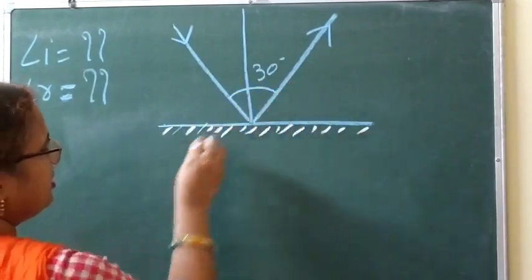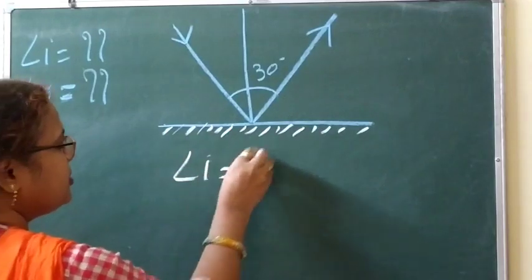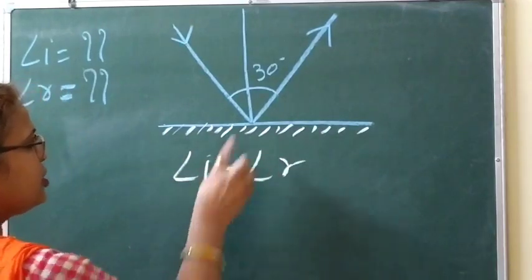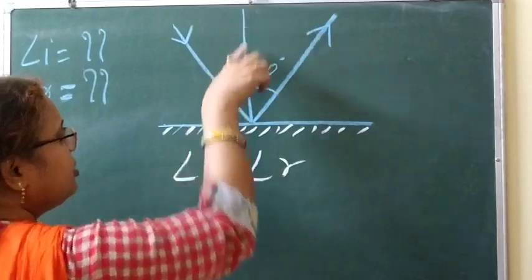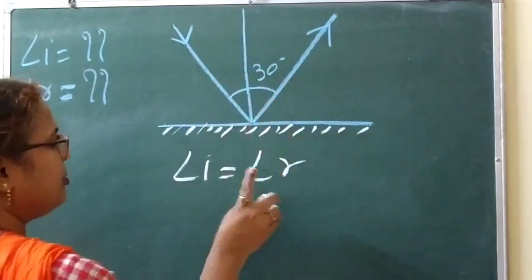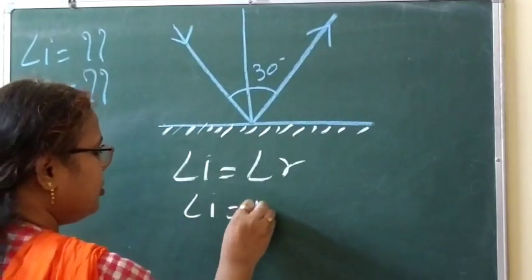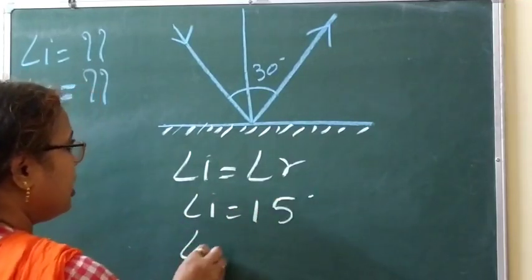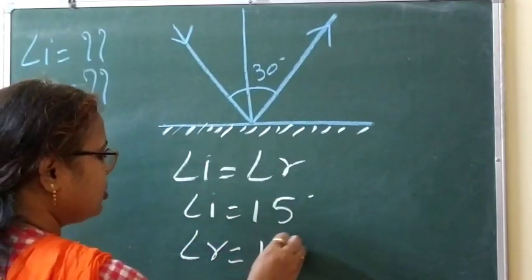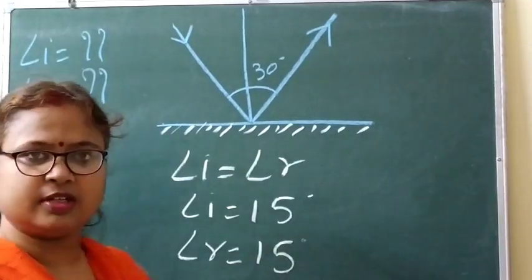Now this whole angle is 30 degrees, and you know that the angle of incidence is equal to the angle of reflection. This whole is given as 30 degrees, and this normal divides it into two equal parts. So what will the angle of incidence be here? The angle of incidence will be equal to 15 degrees, and the angle of reflection will also be 15 degrees. Clear?